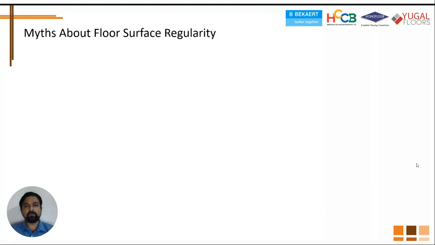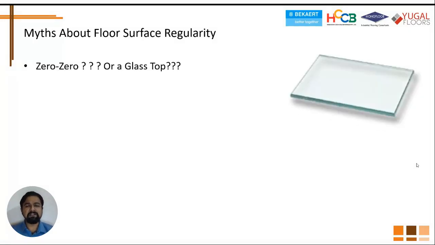So I just want to take this opportunity to clear some myths when it comes to surface regularity or flatness, as we commonly know this. There are some myths. Someone says, okay, I need a 0-0 floor. A client or a user of the building calls in a contractor and wants him to build a super flat floor or a 0-0 floor or a floor that looks like a glass top. There are 2 answers to this question. One, you can never build something like this. The second, which is more pertinent, is you don't even need them. You need only as much surface tolerance as you need for your material movement.